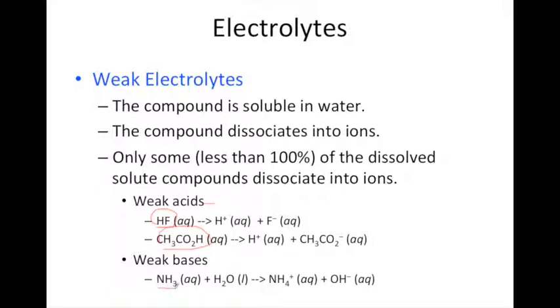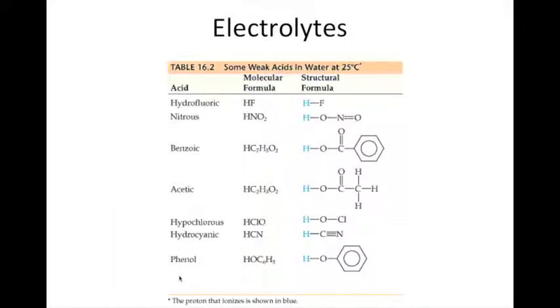Same thing with weak bases such as ammonia. Ammonia can form ions when put in water, but for the most part, most of the ammonia remains in its unionized form. And so these are two classes of weak electrolytes since they don't dissociate 100%. Now there are a lot of weak acids. You can see some of them here. Generally, the easiest way to remember the weak acids is just to remember the 7 strong acids, and then any other acid would be considered a weak acid.